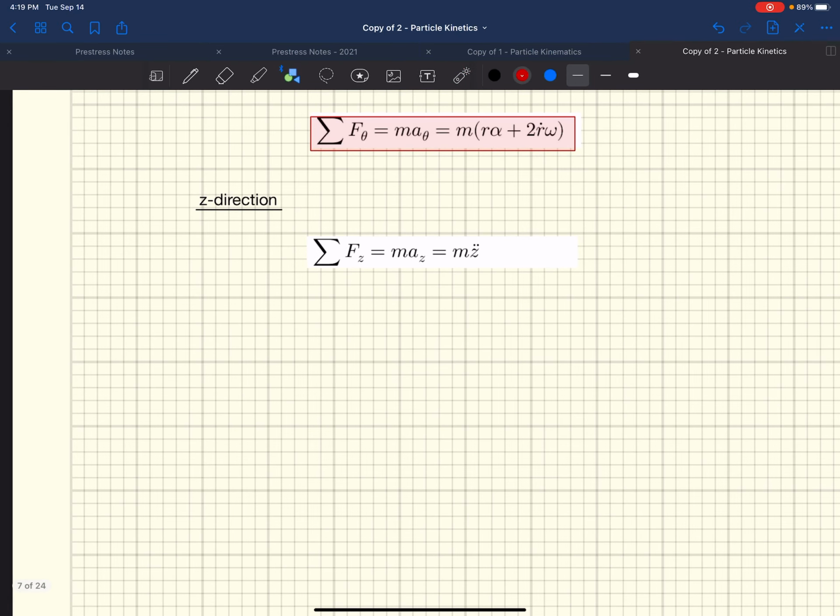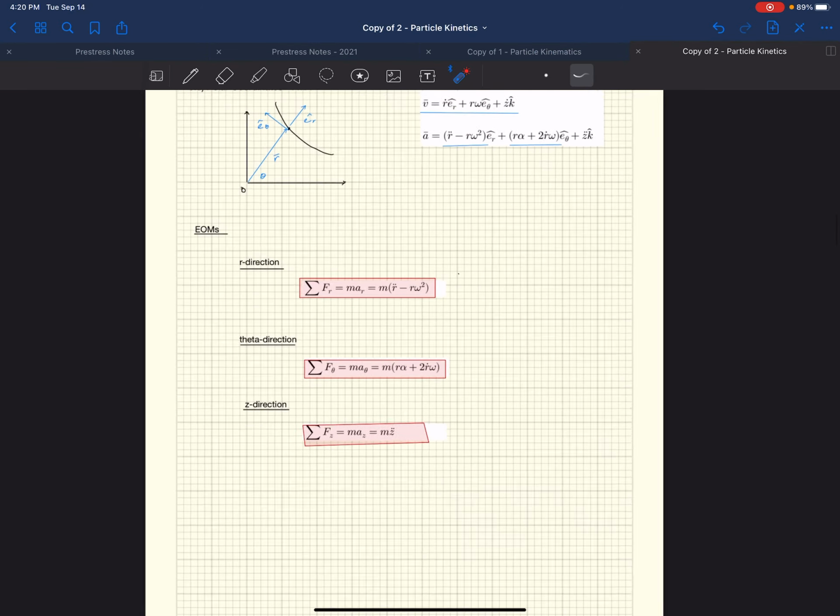And then the z direction, same deal. If it's a 3D problem, we're going to do some 3D problems when we meet next. So you sum up all the forces in the z direction. It's equal to mass times acceleration in the z direction, which is just m z double dot. Now we've covered that.